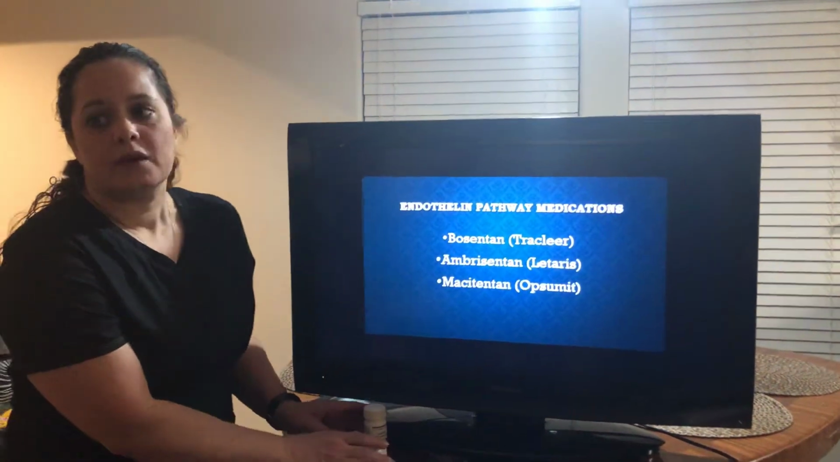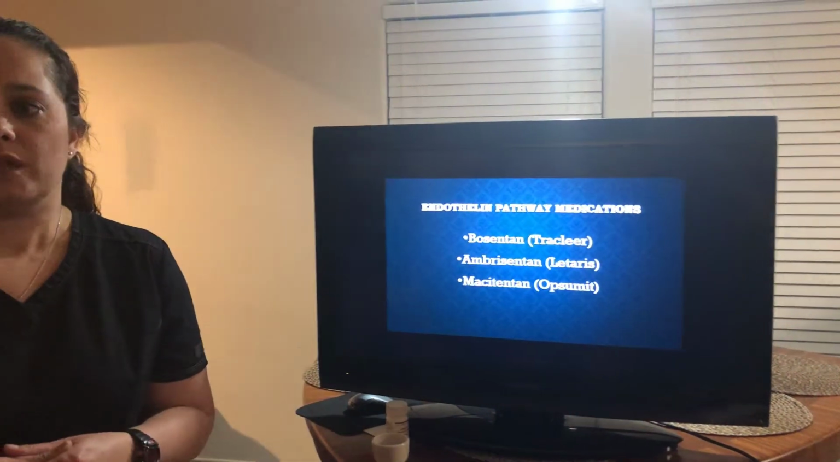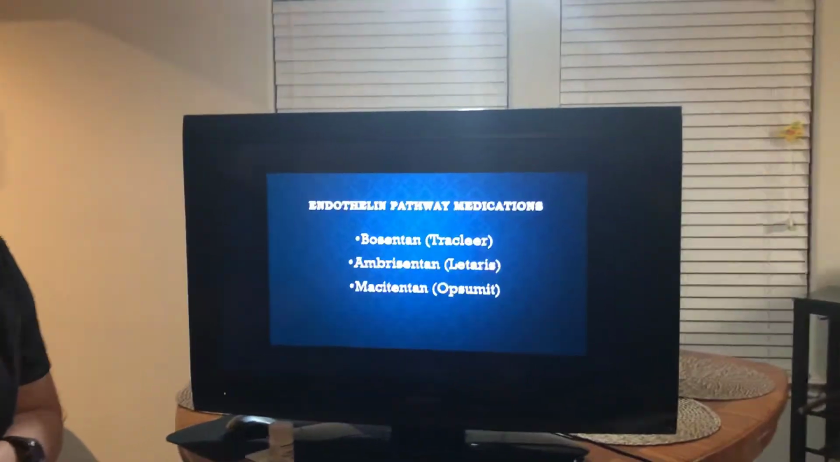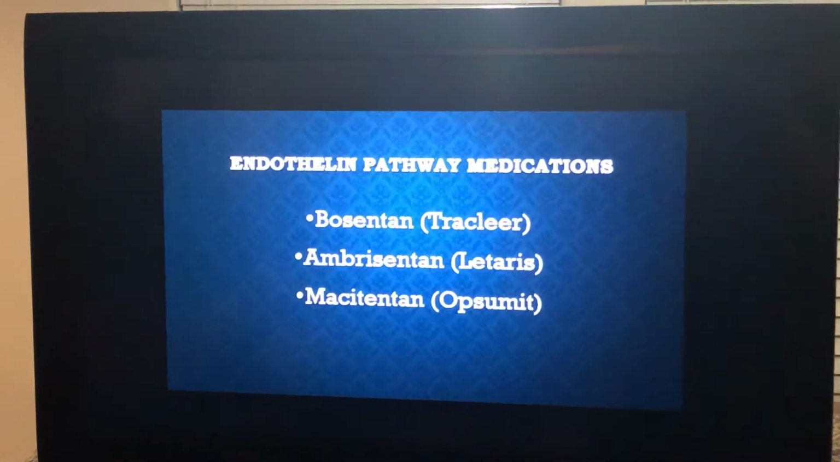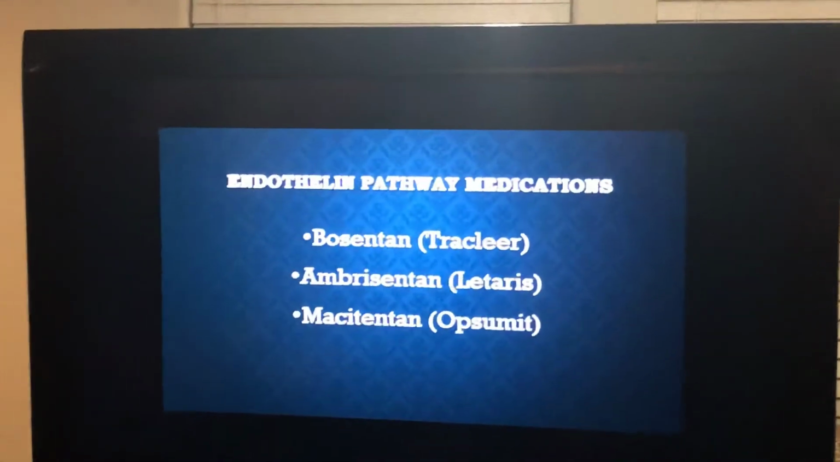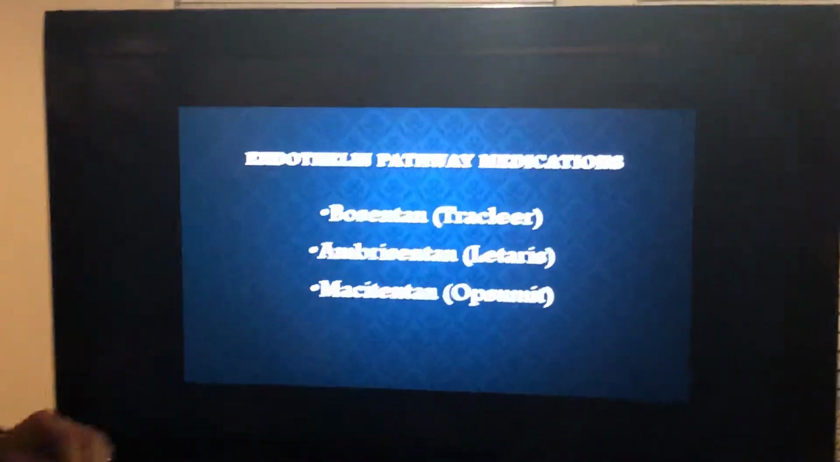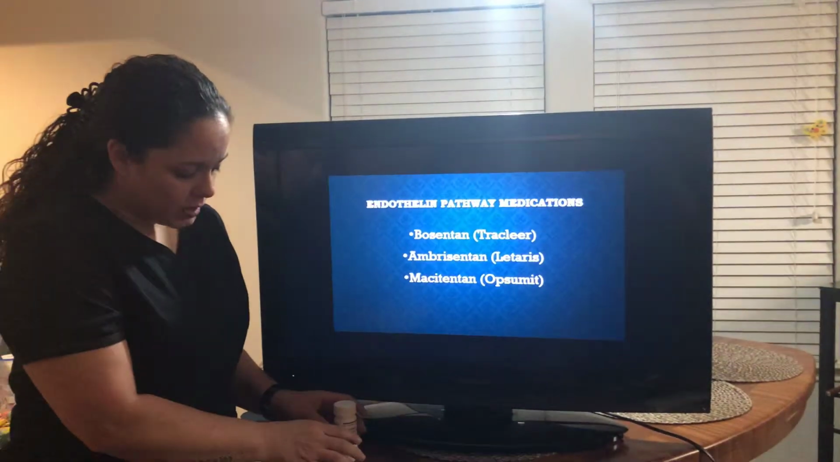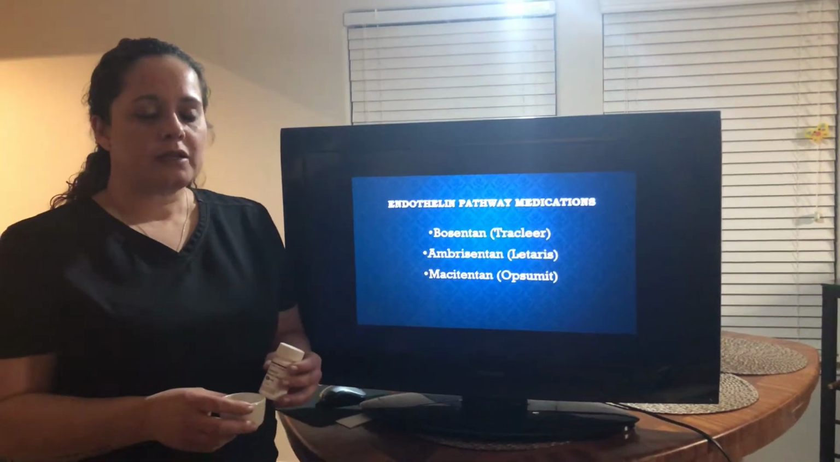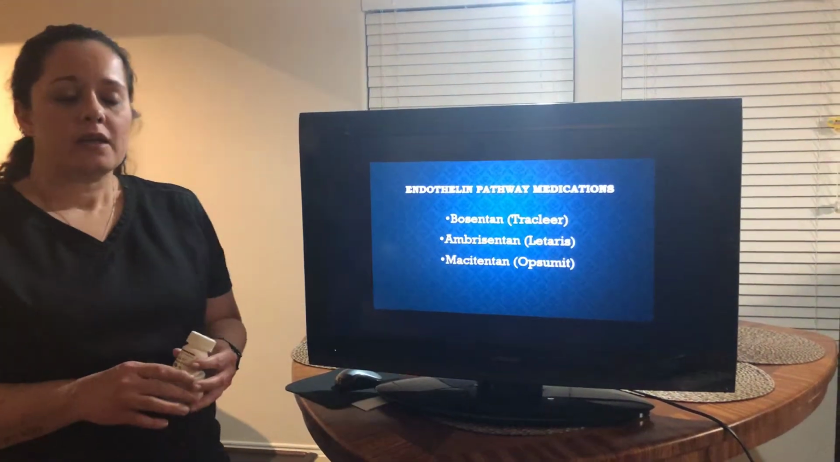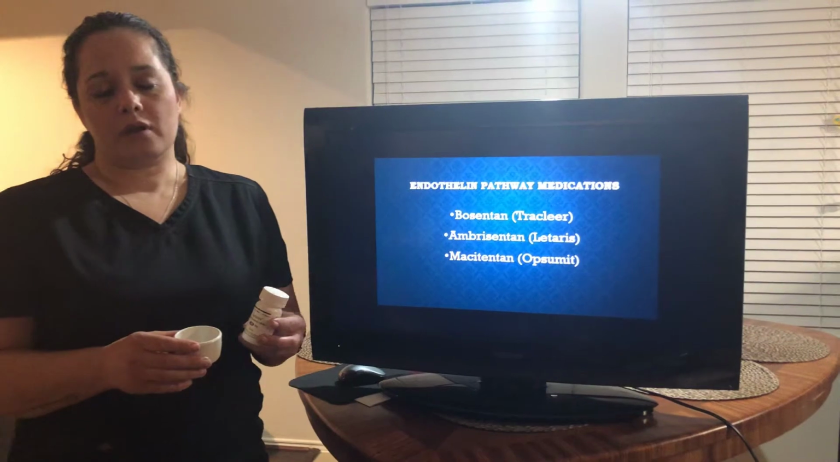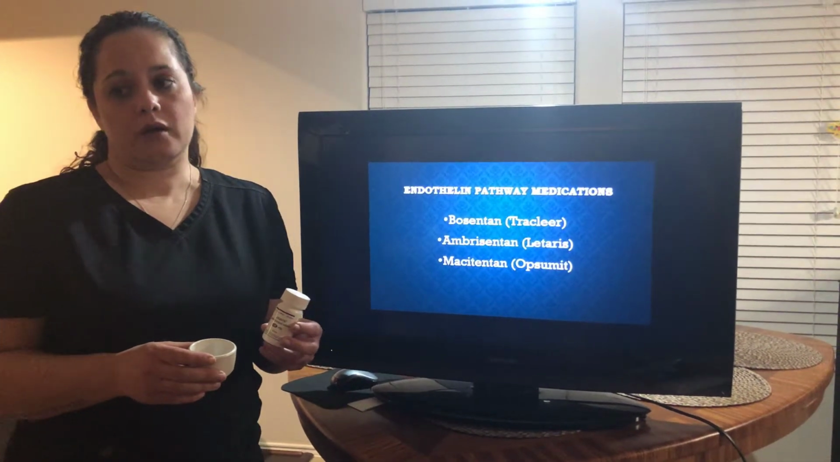Some side effects with these medications include fluid retention in legs and abdomen, respiratory tract infections, inflammation of the sinuses, abdominal pain, flushing of the skin, decreased sperm count. For women, it's contraindicated to get pregnant, and use of birth control can be affected by these medications. And also should not take if you are on cyclosporine or glyburide.